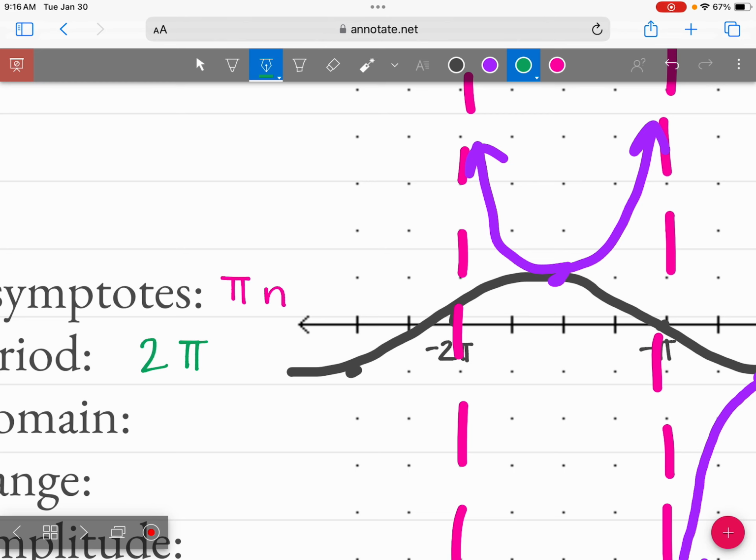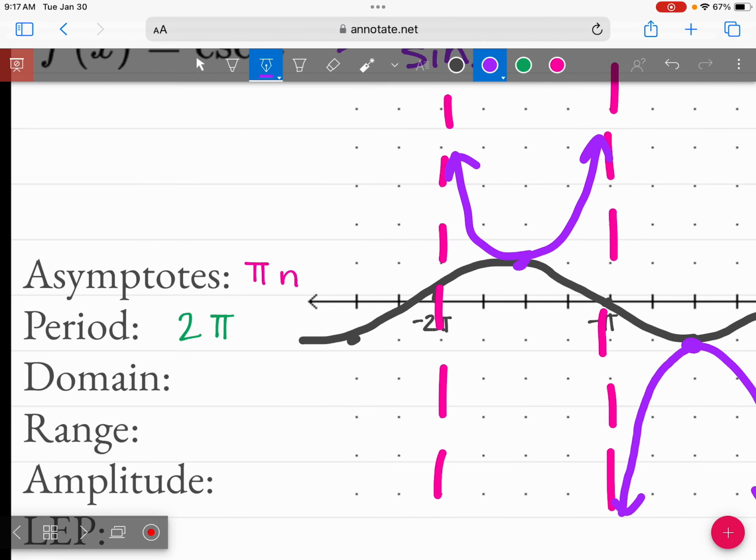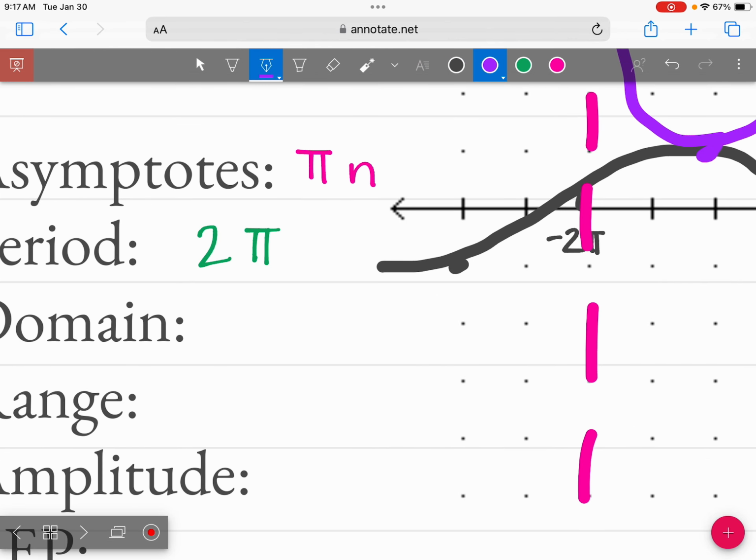So our domain for the purple graph, it's not about the gray lines, it's about the purple ones. We're going to do this in algebraic notation, not interval notation, because interval notation would be forever long, literally infinite. So it's all real numbers except x cannot be where our asymptotes are, that pi n. So x cannot equal pi times an integer.